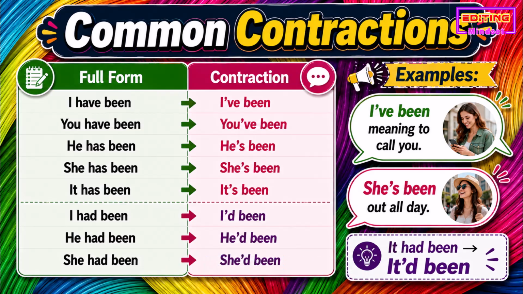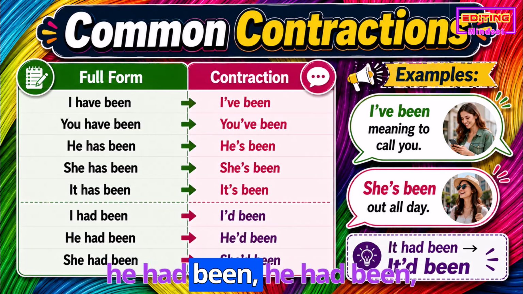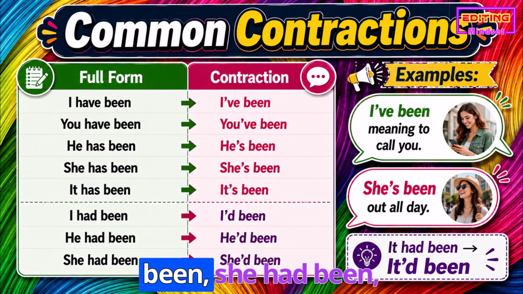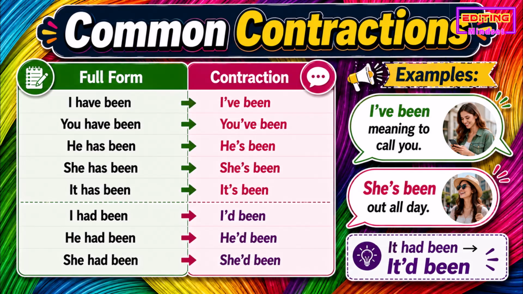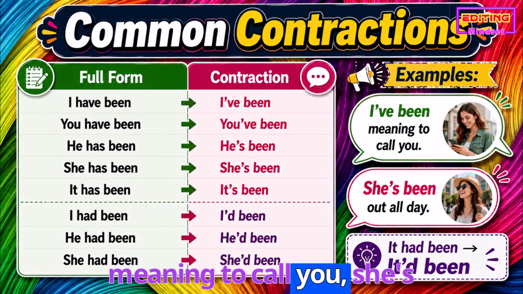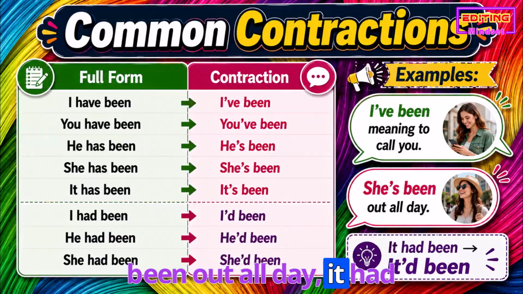I had been, I'd been. He had been, he'd been. She had been, she'd been. Examples: I've been meaning to call you. She's been out all day. It had been, it'd been.